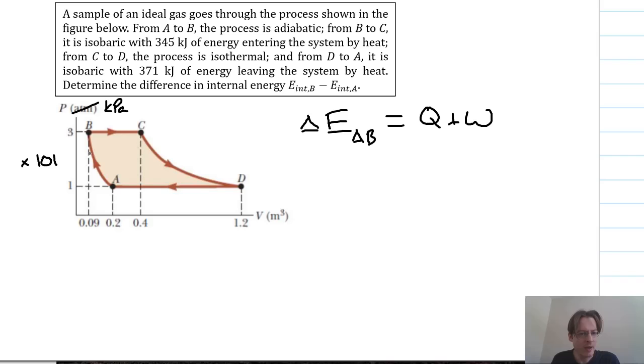In this question, we've got to take a different strategy. We're going to go a roundabout way. Instead of A to B directly, I'll go A, D, C, B and find the changes in energy along every leg and then add them up to get the total.